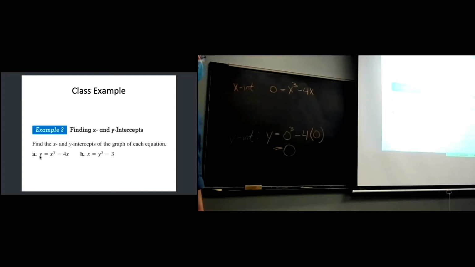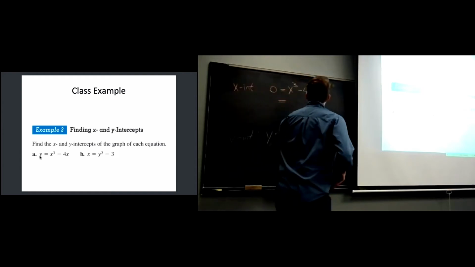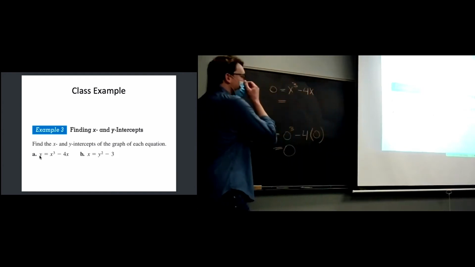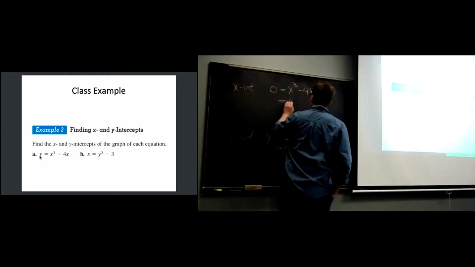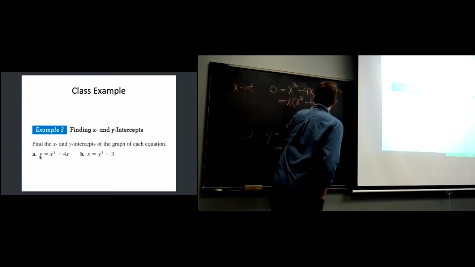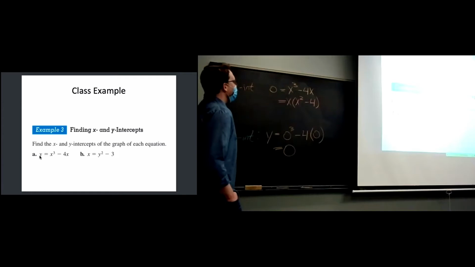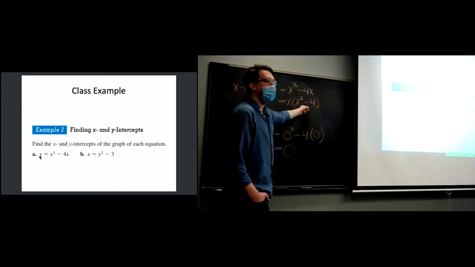Any thoughts? Factor, exactly. So the first thing we can factor out is that x, right? Since both terms share an x, let's go ahead and factor that out. When we do that, we're going to get x times the quantity x squared minus 4. And I claim this can be factored. How can it be factored? Does anybody know? Reverse FOIL.